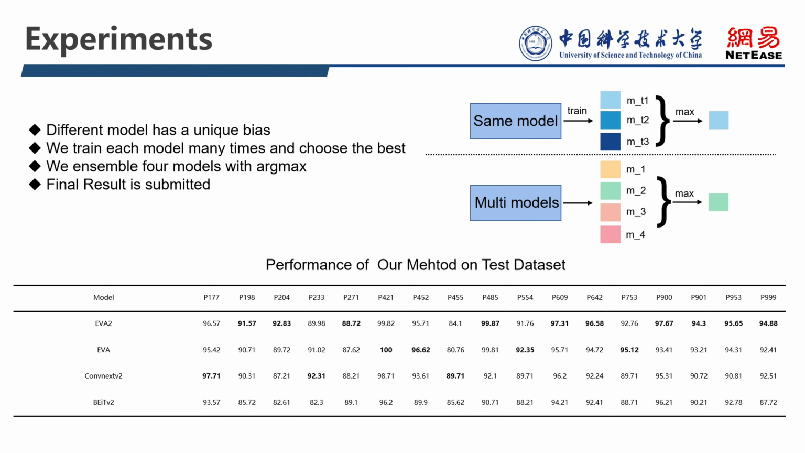Here we display the performance of different models on distinct test data. What we can see is each model has a unique bias, each model prefers some specific test data. We can fuse them as the final result.